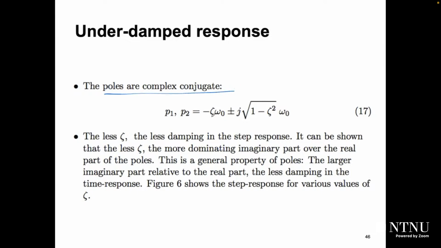Those will be the poles: minus zeta multiplied by omega 0 plus or minus j square root of 1 minus zeta square omega 0. Remember, for our example, zeta equals 1 divided by 3 and omega 0 equals 3 radians per second, right? The less zeta, the less damping in the step response. It can be shown that the less zeta, the more the imaginary part dominates over the real part of the poles. This is a general property of poles. The larger the imaginary part relative to the real part, the less damping in the time response.